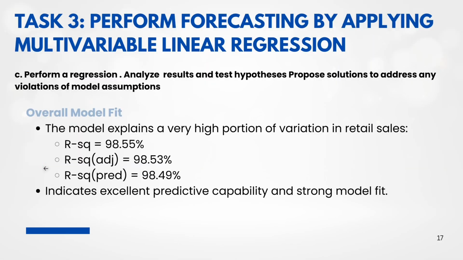Now let's move to the final part of task 3. Part C, perform a regression, analyze results and test hypotheses, and then propose solutions to address any violations of model assumptions. First, overall model fit and global hypothesis testing. The regression model achieved an R-square of 98.55% and an adjusted R-square of 98.53%, meaning the 6 predictors collectively explain almost all variation in pharmacy and drugstore sales.